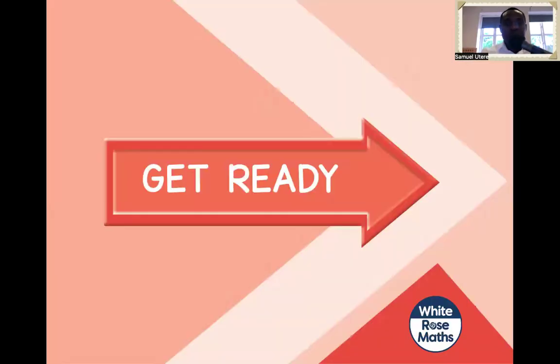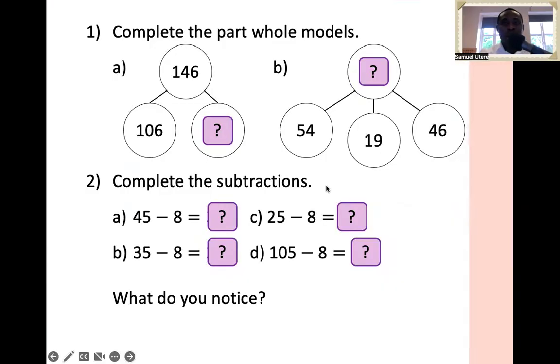Before we start, I would like you to pause the video and answer questions 1 and 2 in 2 minutes. Assuming you've paused the video and you've answered the questions, here are the answers. So for the first one, remember your part whole model. Part whole model means the two numbers at the bottom would add up to get the number at the top. So for this one, you could simply have done 146 minus 106. This one, simply adding all these numbers in the circles at the bottom will give you the answer at the top, which is 119.